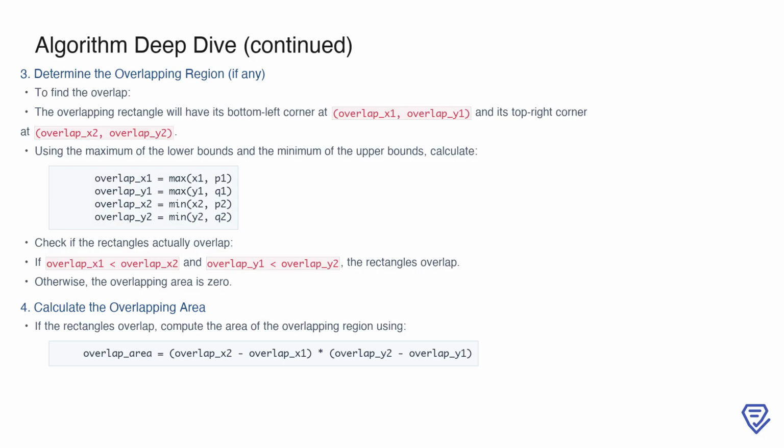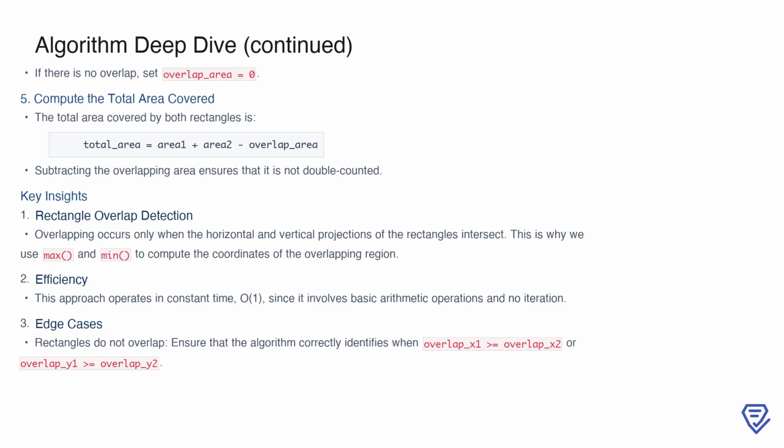However, we need to confirm that these coordinates form a valid rectangle. This occurs only if overlap_x1 < overlap_x2 and overlap_y1 < overlap_y2. If this condition is met, the rectangles overlap, and the overlapping area can be calculated using the formula overlap_area equals (overlap_x2 - overlap_x1) * (overlap_y2 - overlap_y1). If the coordinates do not satisfy these conditions, the rectangles do not overlap, and the overlapping area is 0. In cases where the rectangles do not overlap, we set overlap_area to 0.